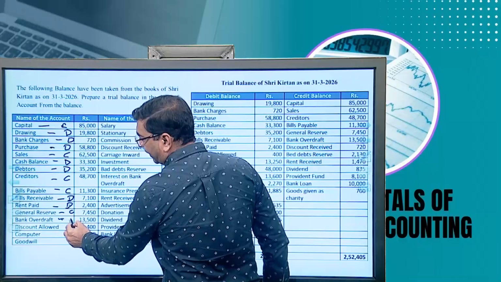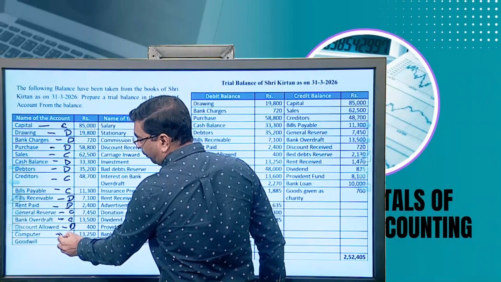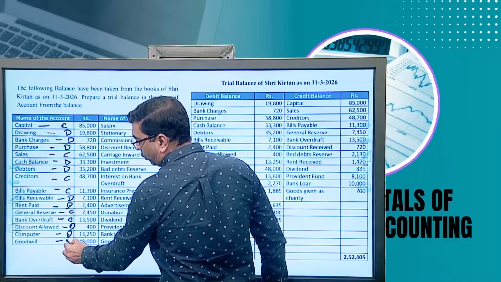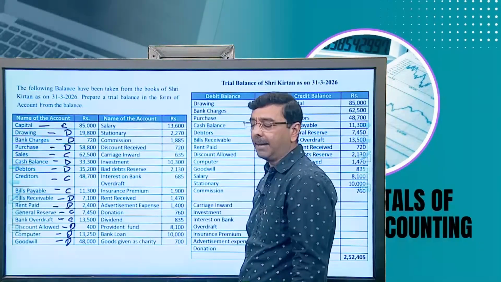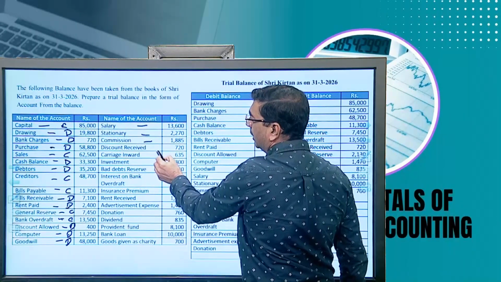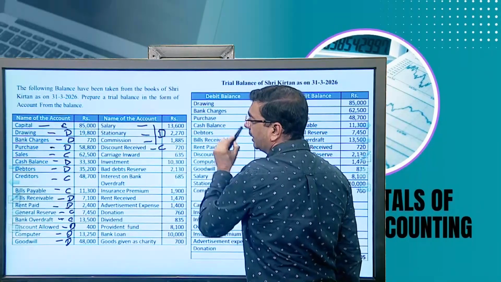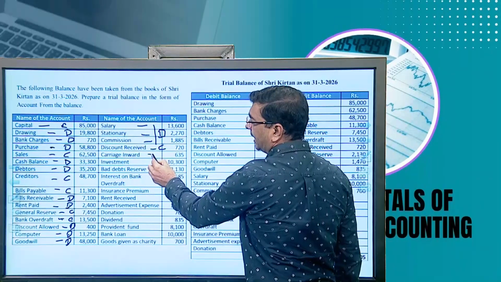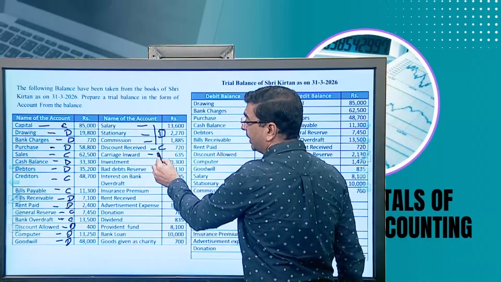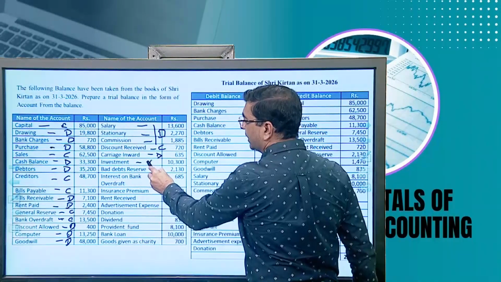Bank overdraft, liability, credit. Discount allowed, it's an expense, debit. Computer, it's your asset, debit. Goodwill, it's your asset, debit. Salary, stationery, commission, these are expenses, so it's debit. Discount received, it's income, credit. Carriage inward, it's an expense, that's why it's debit. Investments, it's your asset, that's why it's debit.